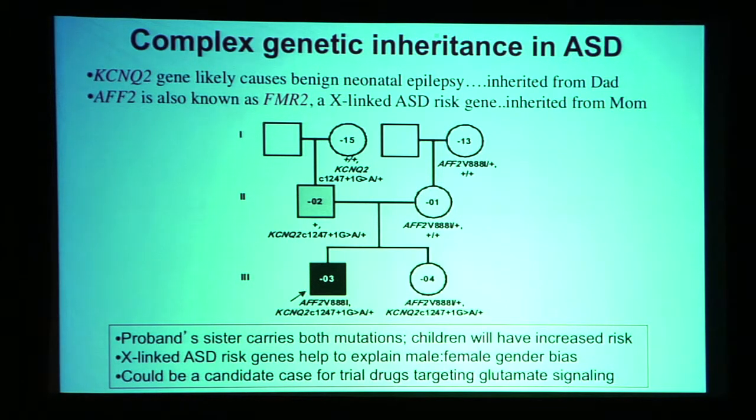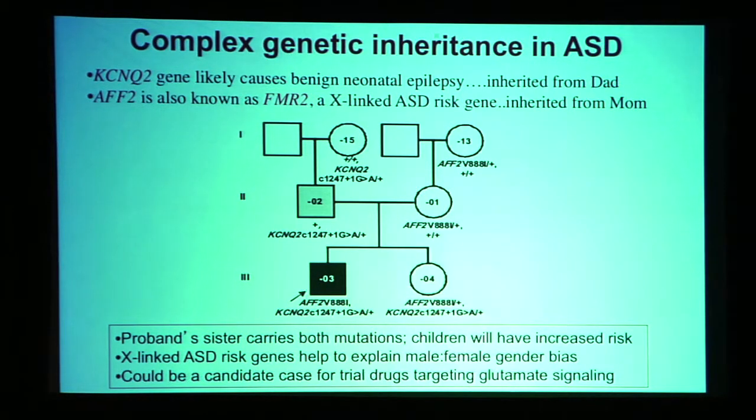The male index case on the bottom left is shown with the black arrow and the black box. He inherits a mutation from his father, who has Asperger's syndrome, and this mutation involves the KCNQ2 potassium channel gene. This gene is known to cause a form of neonatal epilepsy that both dad and son have, as would be predicted based on their genetic results. The gene has also been suspected to be involved in autism.